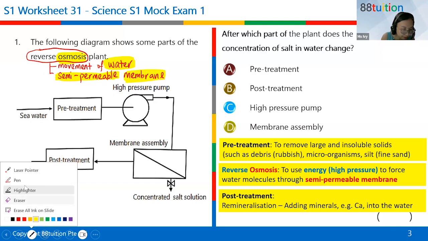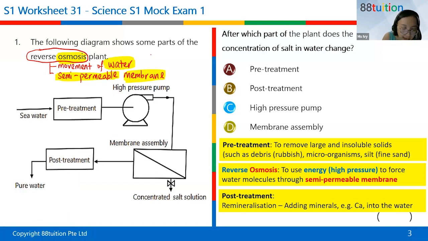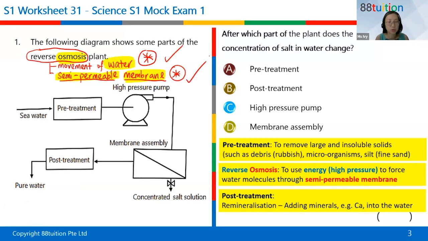So these two are very, very important, so I put a star. Osmosis is water moving, not solute moving. Solute will be, for example, sugar, salt. There are many solutes in the world. Solute is something that dissolves in water, and it involves a semi-permeable membrane. All right, so please remember these two things.